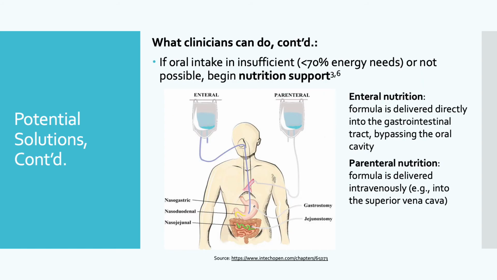Oftentimes, oral intake in critically ill patients may be insufficient, meaning that the patient is unable to meet at least 70% of their energy needs through oral feeding, or it may not be possible, such as for patients on mechanical ventilation. In these cases, clinicians should use nutrition support, which includes enteral and parenteral nutrition. With enteral nutrition, formula is delivered directly into the gastrointestinal tract, bypassing the oral cavity. With parenteral nutrition, formula is delivered intravenously directly into the bloodstream, such as through the superior vena cava.